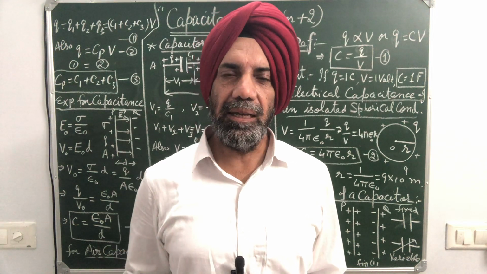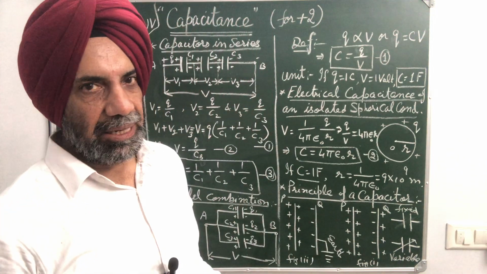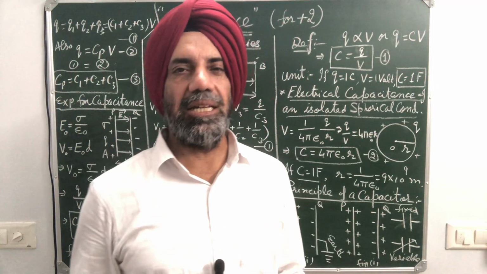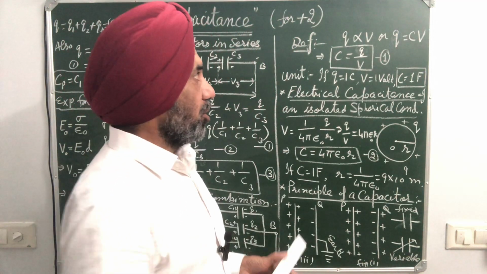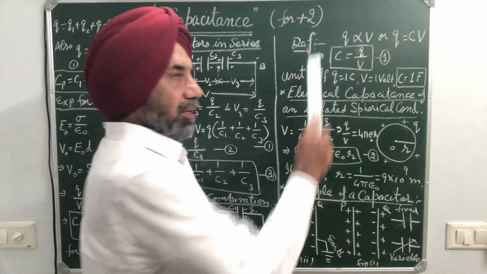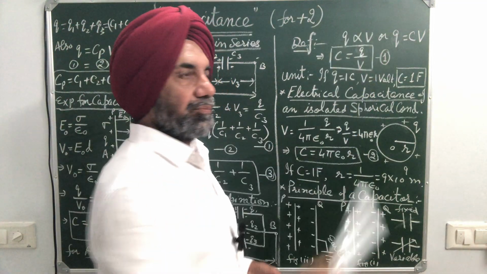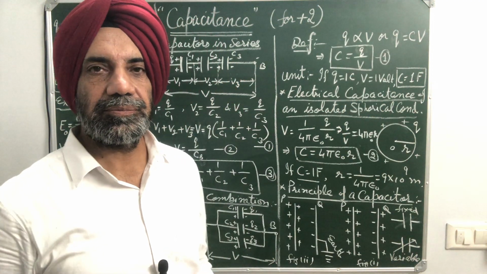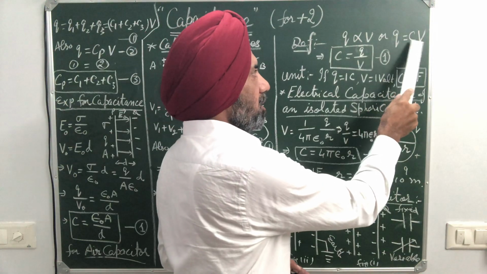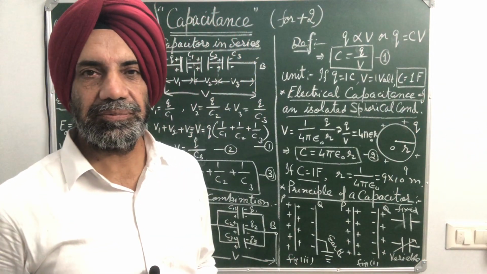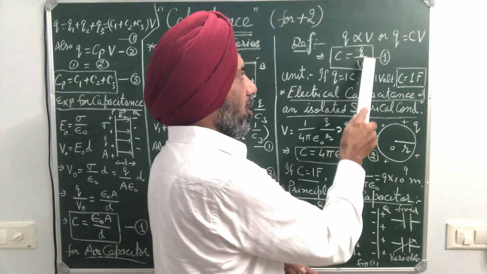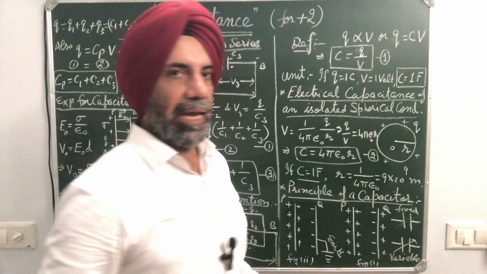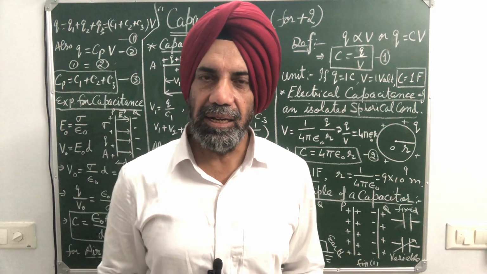Simply, electrical capacitance. Now we know that when a body is charged, its potential increases. So if Q is the charge on the body, V is the potential of the body. So Q is proportional to V, or Q is equal to CV, or C is equal to Q upon V. Here C is called the constant of proportionality and it is known as electrical capacitance.